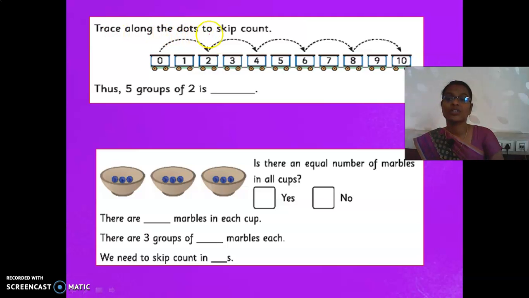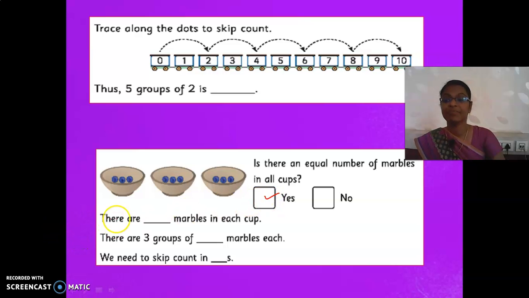Trace along the dots to skip count. So 5 groups of 2. Can you see here? 1, 2, 3, 4, 5. So 5 groups. Here I have used the skip counting of 2. Is it right? Yes? Now see the second one. How many groups are there? 3 groups are there, and in each group we have 3 marbles. All are similar. Is there an equal number of marbles in all cups? Yes.